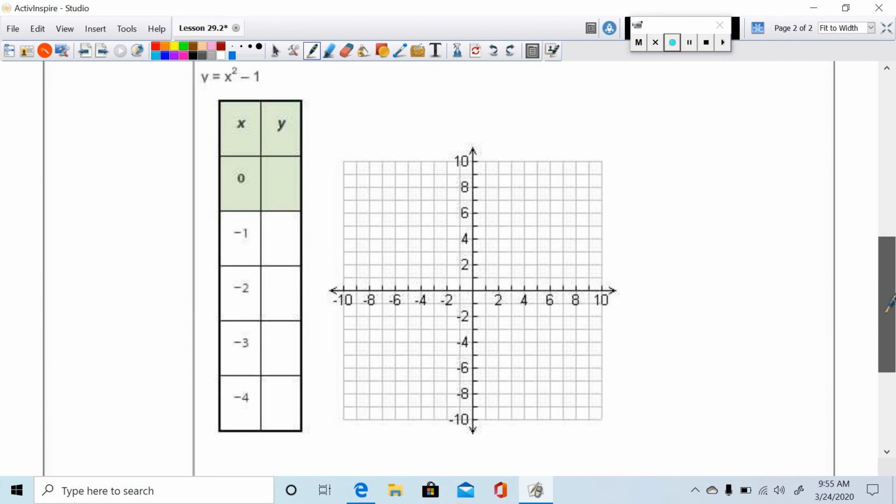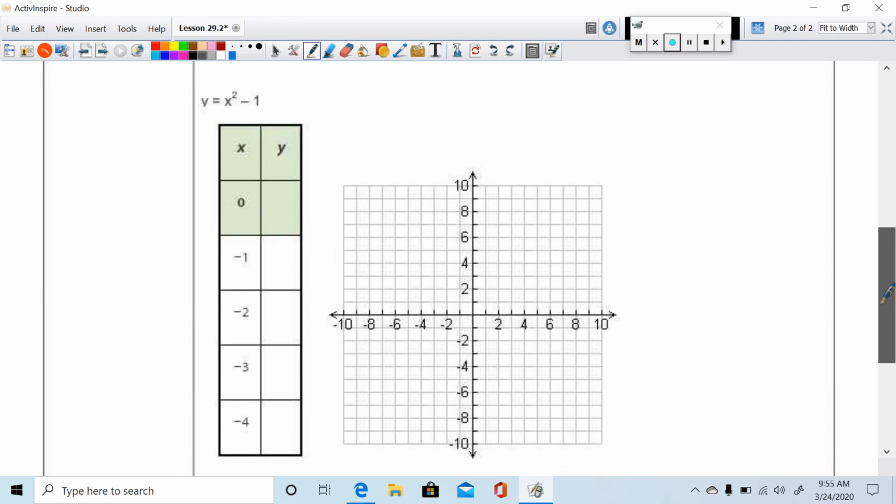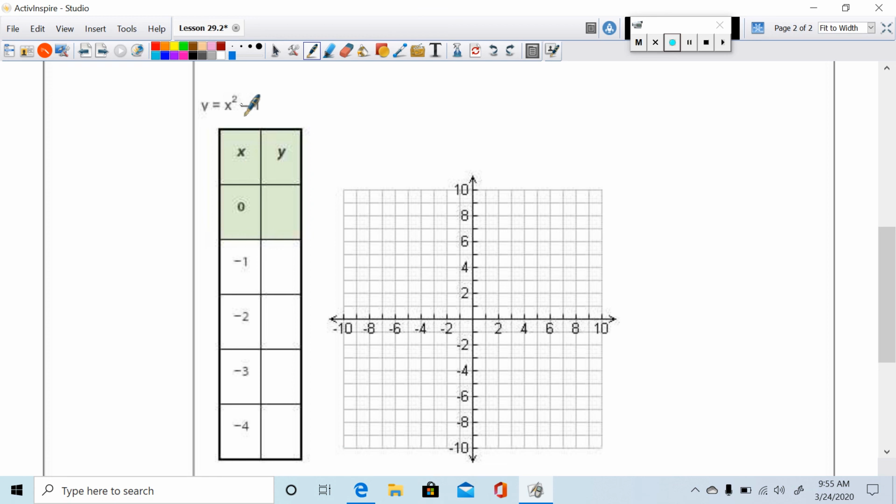Okay, the next one, x squared minus 1. Well, 0 squared is 0. Take away 1 is negative 1. Negative 1 times negative 1 is 1. Take away 1 is 0. Negative 2 times negative 2 is 4 minus 1 is 3. Negative 3 times negative 3 is 9 minus 1 is 8. And 16 minus 1 is 15.